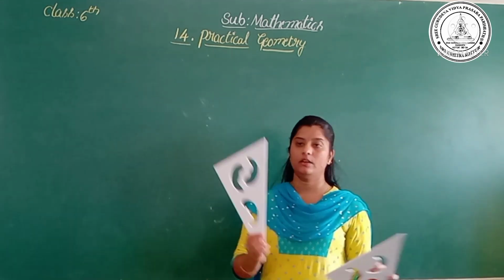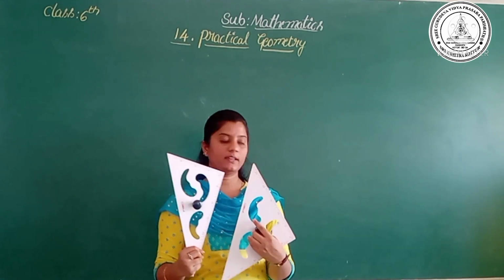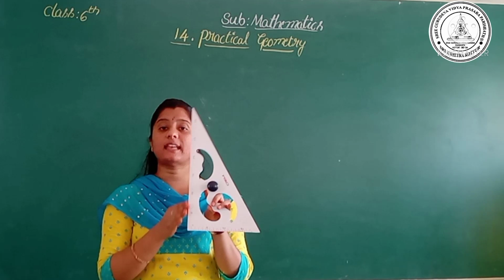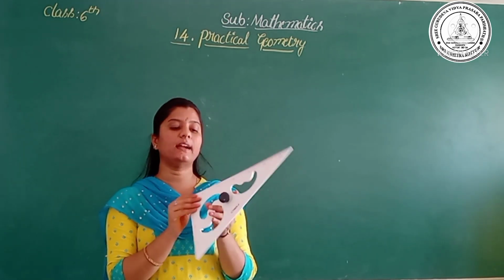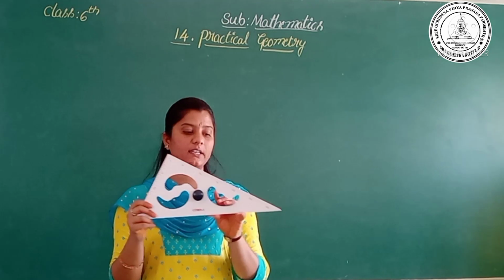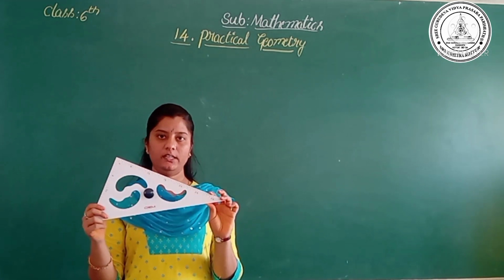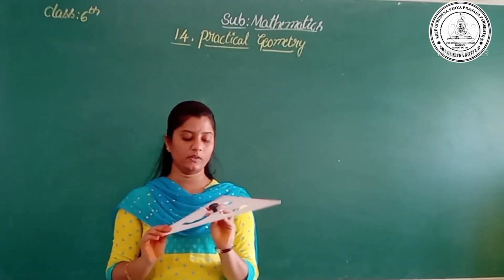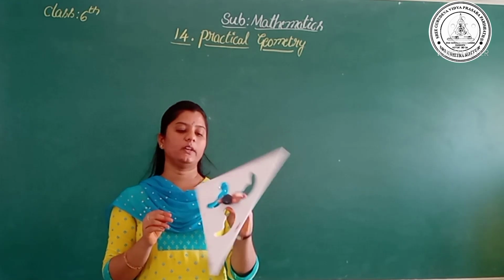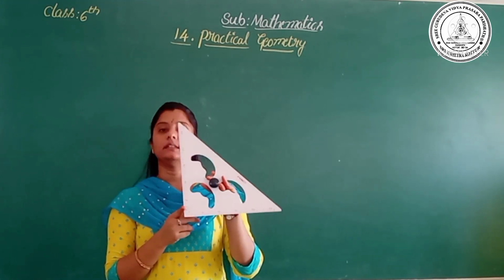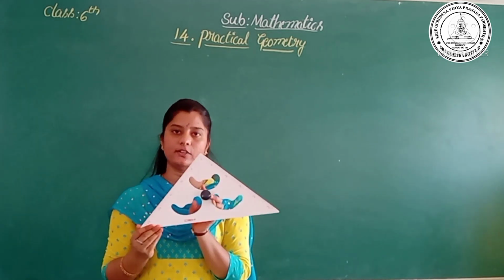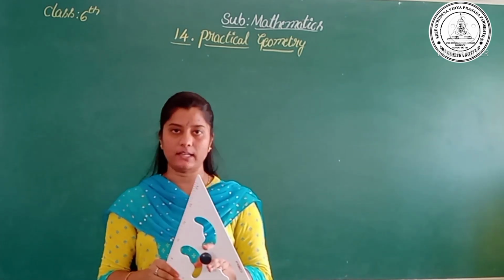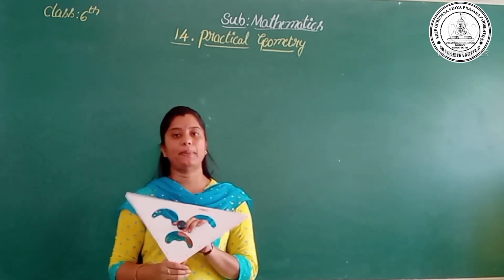Then the fourth one is set squares. So these are the two set squares. You may see here in this set square, one of the angles is exactly equal to 90 degrees, the other angle is 60 degrees, and the third angle is equal to 30 degrees. Then the other set square is here. Here one of the angles is 90 degrees, and the other two angles are equal to 45 degrees. These set squares are used to draw perpendicular lines and also parallel lines.